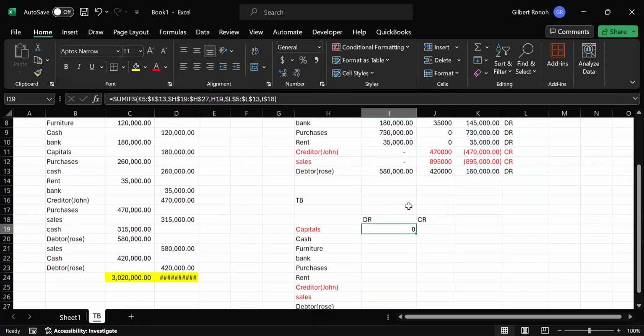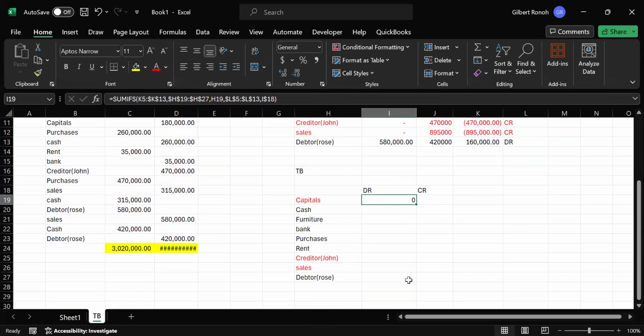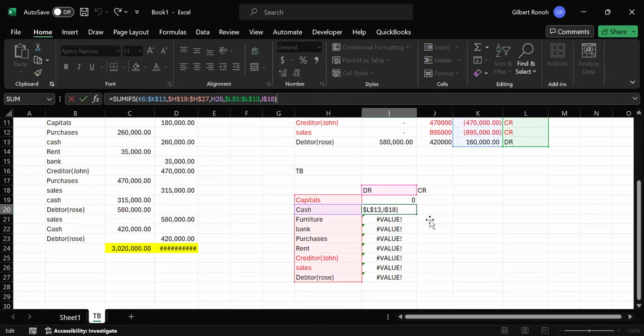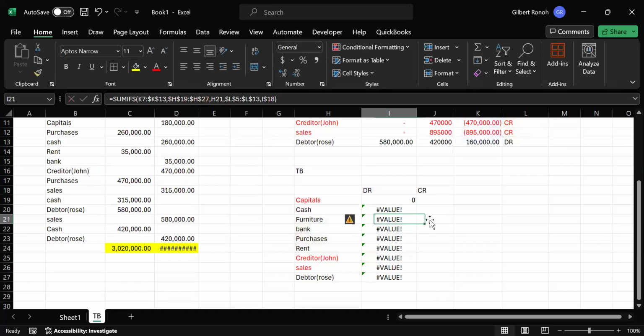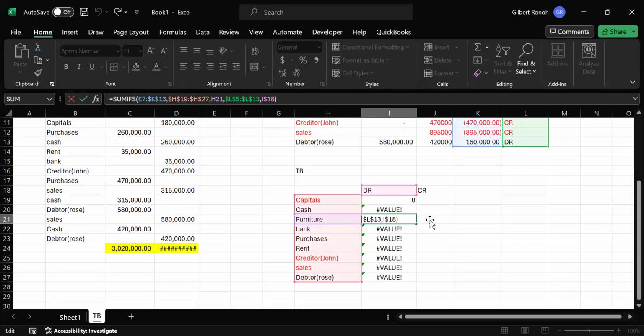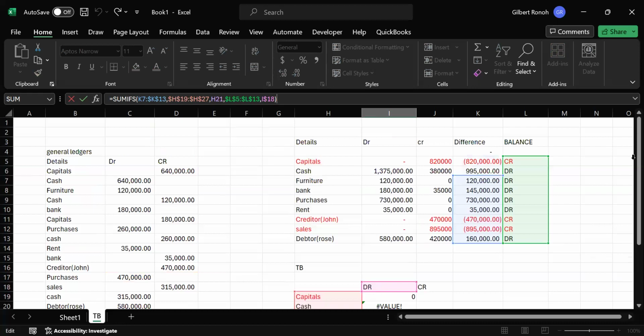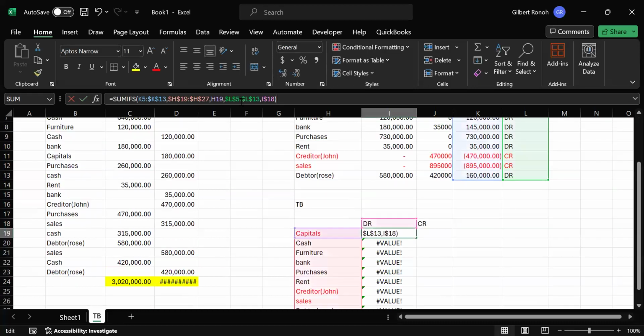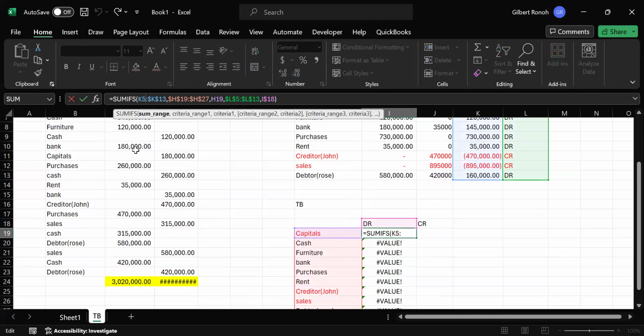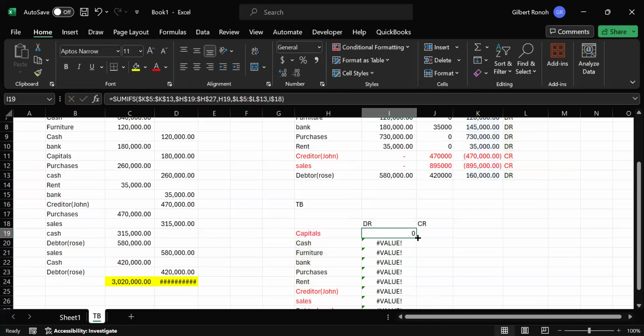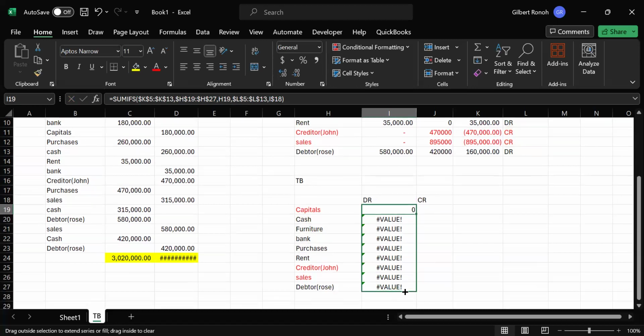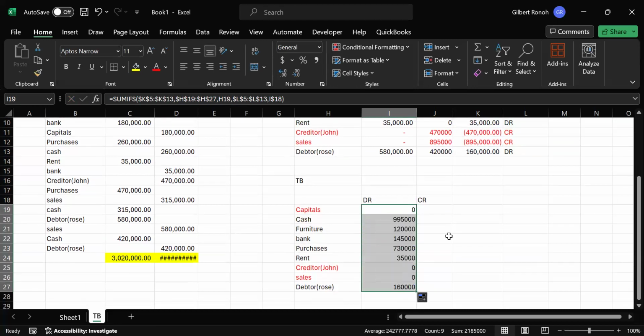Now where are we getting hash values? Oh, because this one is moving. You can see this one is moving downward. So the formula here we should fix. This one is not fixed here. We should fix that also. Yeah, so you can see I have the figures there.